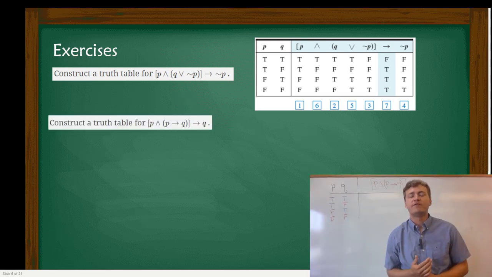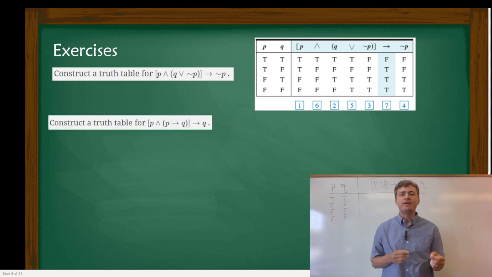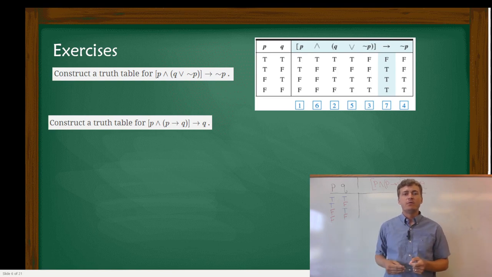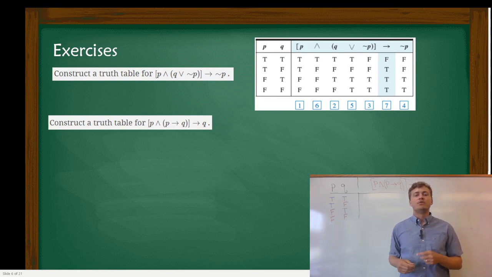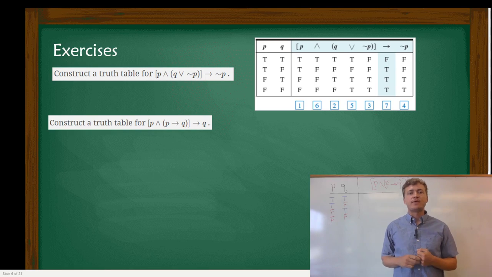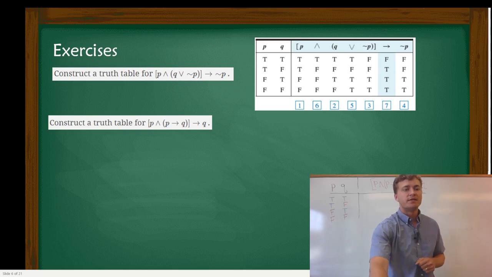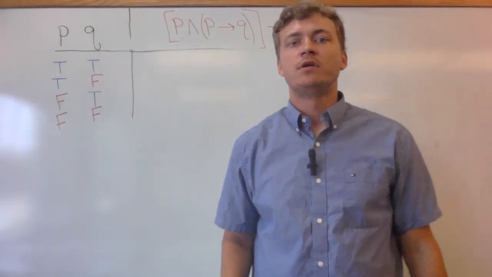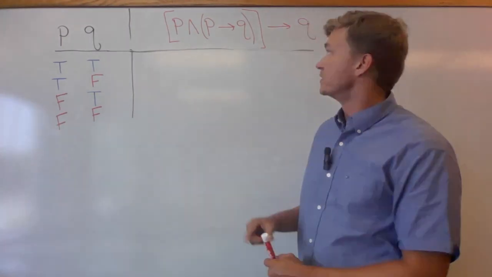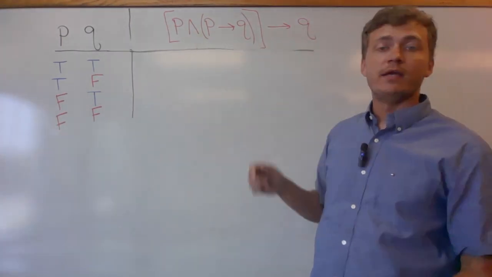Construct a truth table for the following statement. P and P implies Q. So two conditional statements in here. We also have the AND connective as well. And as always, we will start where we see our statements, right? We'll write out P and Q.